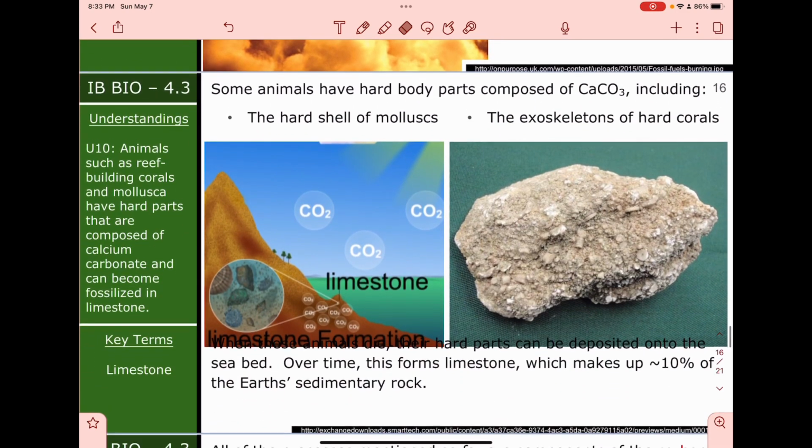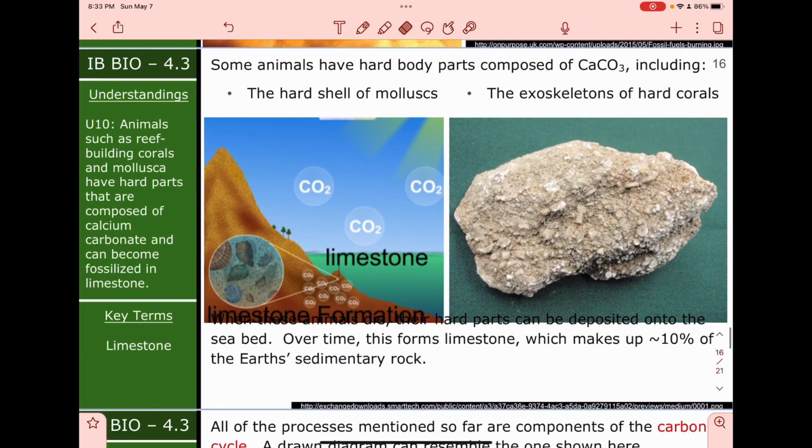Okay, and now I'm going to stop this here because we're going to go into acidification of the ocean. So we'll do one more on 4.3.